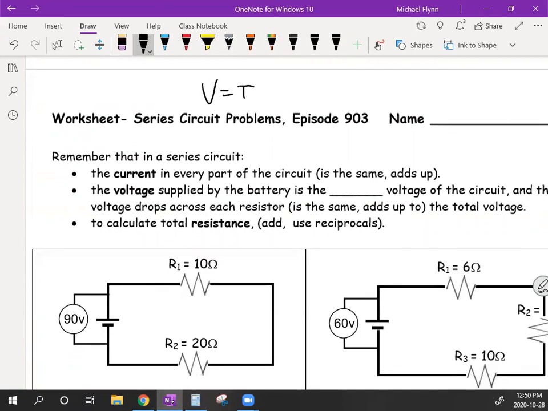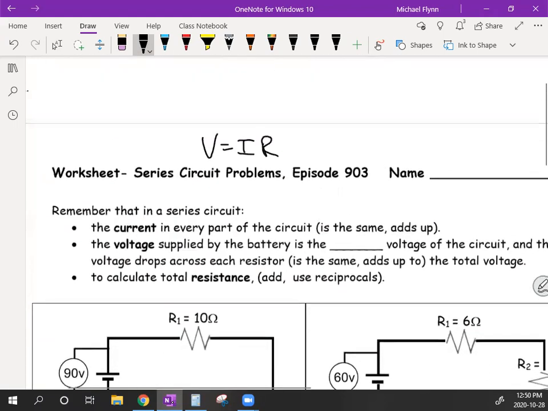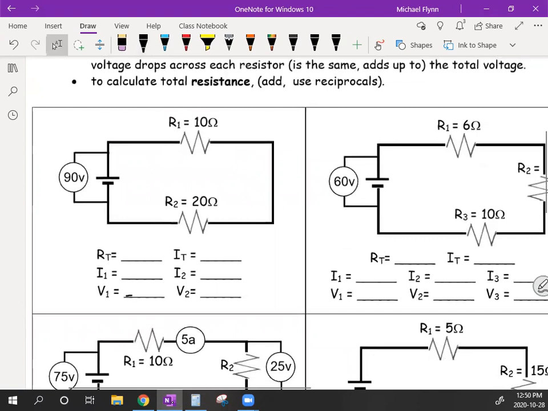V equals IR. You're going to use that. And you're also going to use what you just learned about series and parallel circuits. So let's go ahead and look at this. They're all in series here, and in series, it's pretty easy to answer the first question.